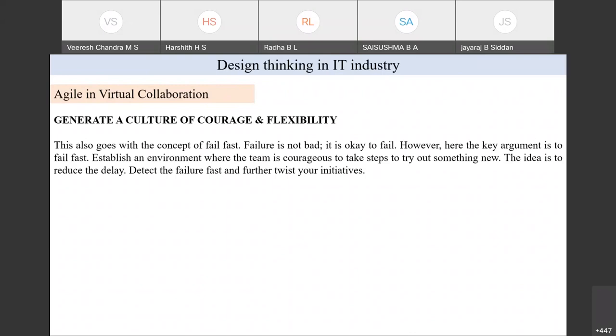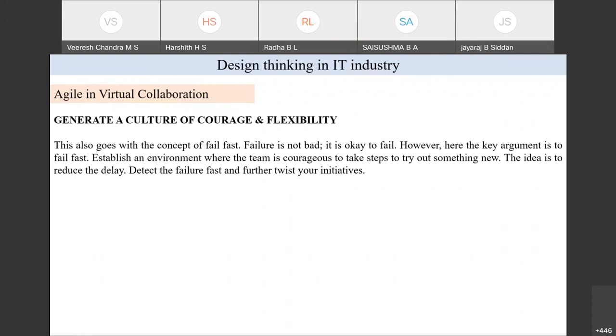Because failure is never bad. But there is a concept called fail fast. You should fail fast, regain your consciousness, and go back to the ideate stage or even the next stage. So the key argument here is to fail fast. Establish an environment where the team is courageous to try out something new. When we are afraid of trying something new, nothing can be done. No innovation will be done.